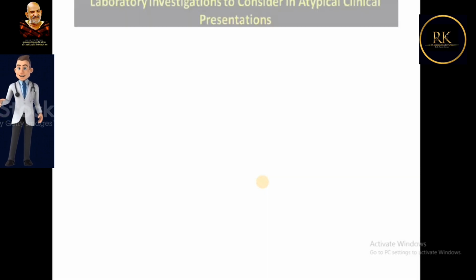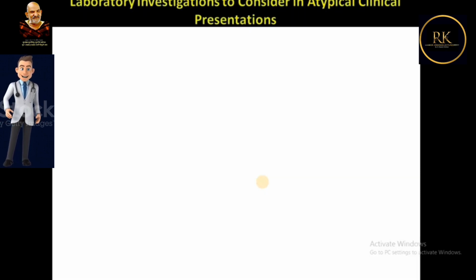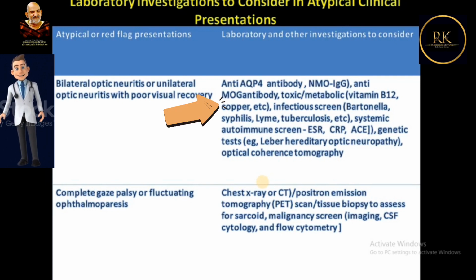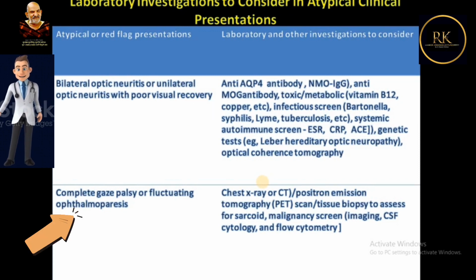Then laboratory investigations to consider in atypical clinical presentations include: if the patient has bilateral optic neuritis or unilateral optic neuritis with poor visual recovery, then aquaporin 4 antibody, MOG antibody, toxic or metabolic panels including vitamin B12 and copper, infectious screening including Bartonella, syphilis, and Lyme, autoimmune screening like ESR, C-reactive protein, ACE level, genetic testing for Leber hereditary optic neuropathy, as well as optical coherence tomography should be considered.